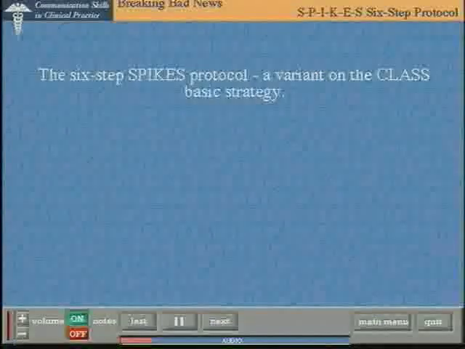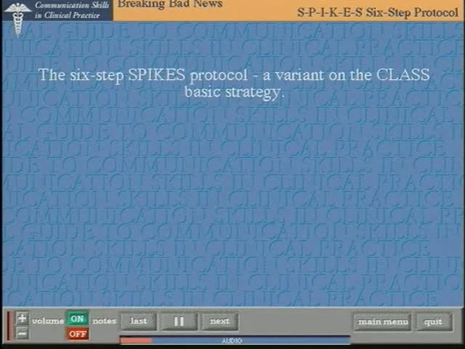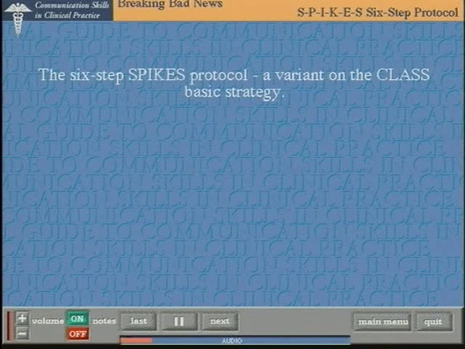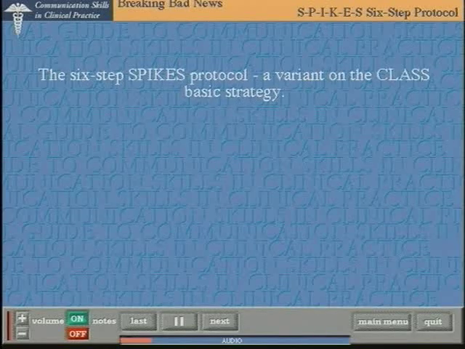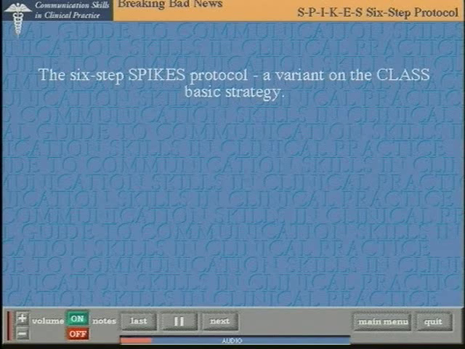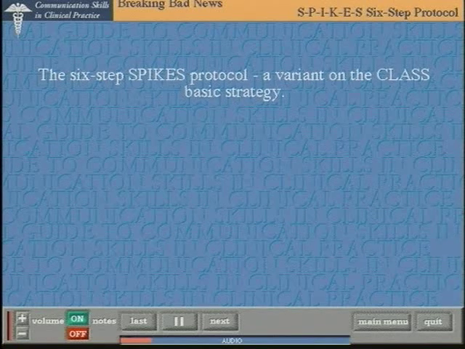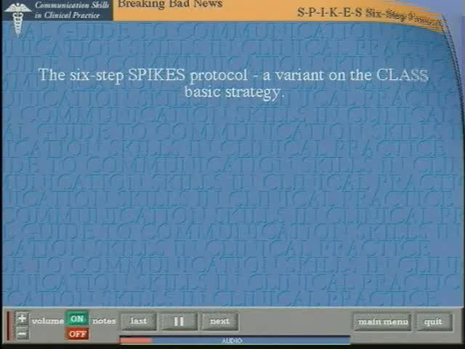So that is the basic 6-step SPIKES protocol for breaking bad news. And as we said, it's a variant on the CLASS basic strategy. Now we're going to see some examples of how this can be helpful in real life, as it were, in unrehearsed scenarios with simulated patients.